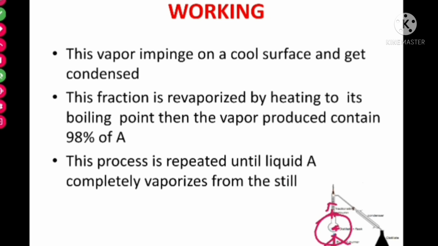Again partial condensation occurs. The remaining vapor present in the fractionating column enters into the condenser, where condensation occurs, and we can collect our distillate into a receiver. This is the simple working procedure involved in the fractional distillation apparatus.